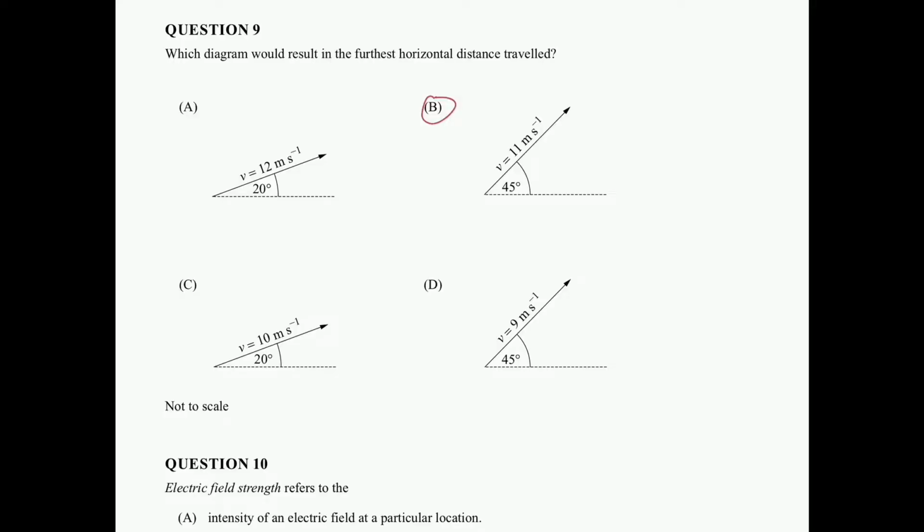Those who have done Specialist would have come across this in some of your vector questions. That formula is going to be R, which is denoted for range, is equal to U squared, which is the initial velocity, sine 2 theta over G. So with this formula, you can substitute in your U, which is going to be the 11 here, and your theta, which is the 45 degrees, G is going to be your 9.8, and you'll end up getting the exact horizontal displacement or distance traveled for that projectile.